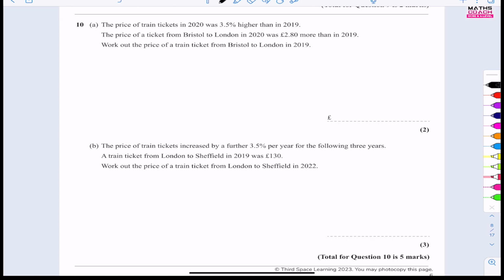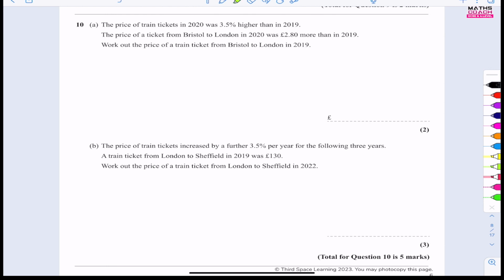Question 10. The price of train tickets in 2020 was 3.5% higher than in 2019. The price of a ticket from Bristol to London in 2020 was £2.80 more than in 2019. Work out the price of a train ticket from Bristol to London in 2019.